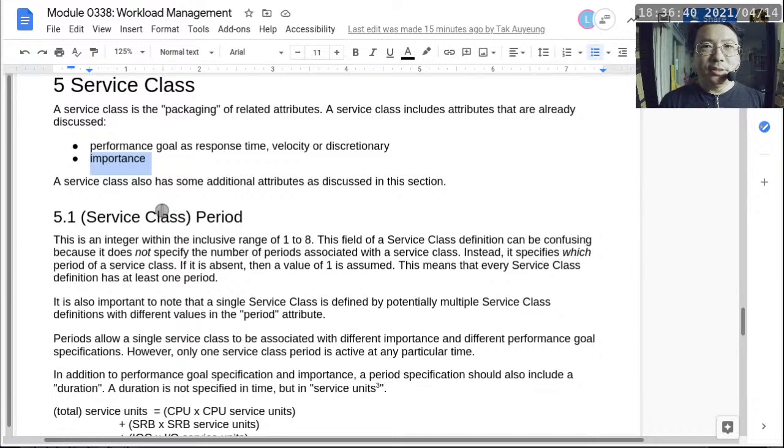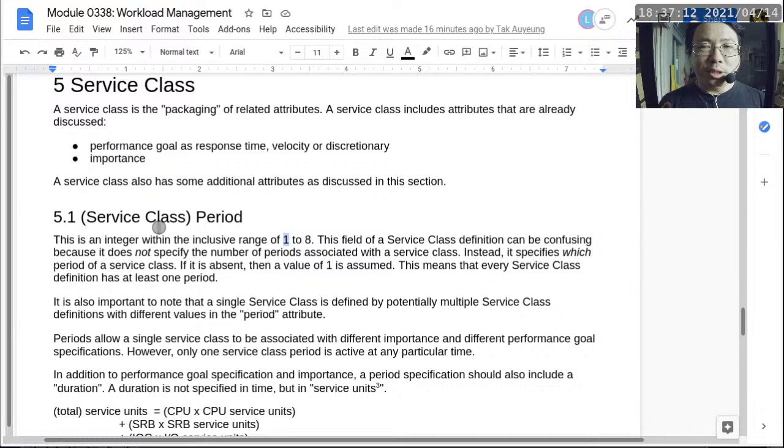All right, so now the question is, which one are we supposed to use? Because there can be up to 8 of them. There's at least one, but you can have up to 8 surface class periods corresponding to the same surface class. So the way it is arranged is we always start with surface class period 1 when we want to determine the performance goal and also the importance.